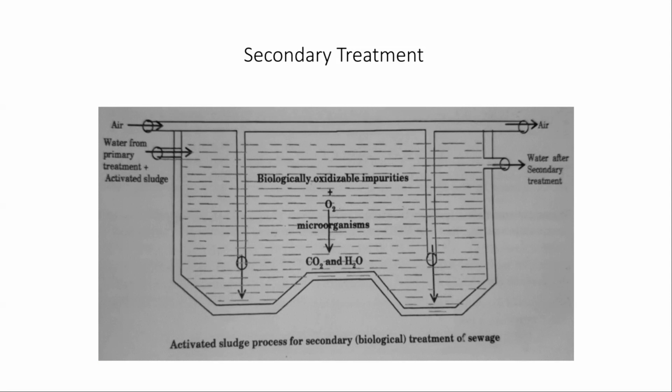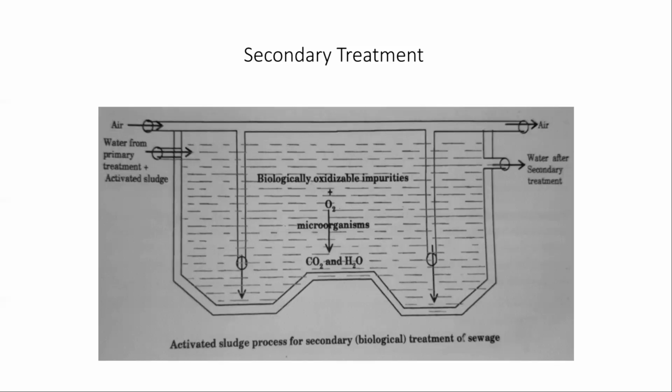That sludge can be removed using membranes or by filtration, and a part of the sludge can be reused for purification of the next batch of sewage, and the rest can be used either as fertilizer or for landfilling purposes. And the water can be chlorinated to remove the bacteria, and this water after the secondary treatment can be used for irrigation purposes.